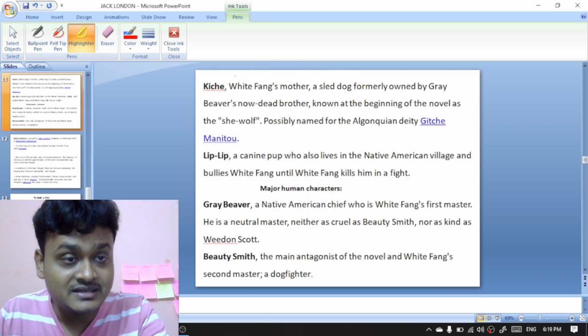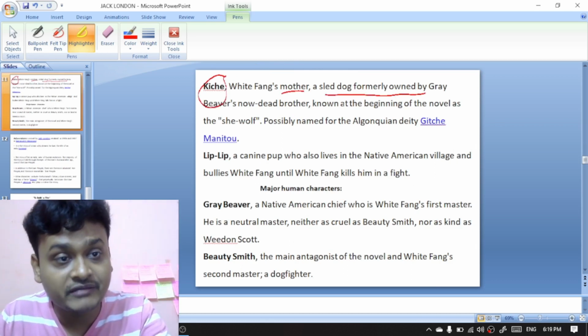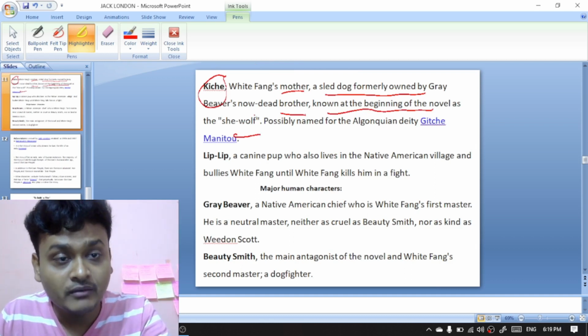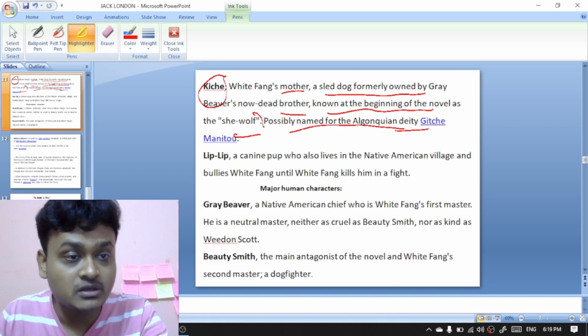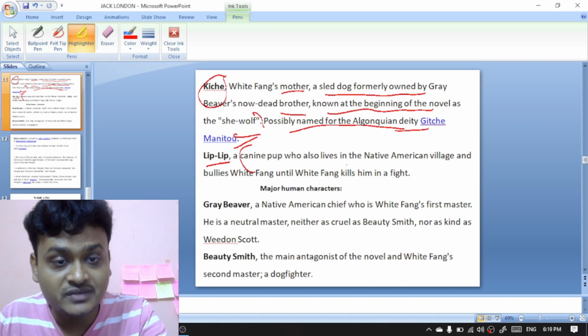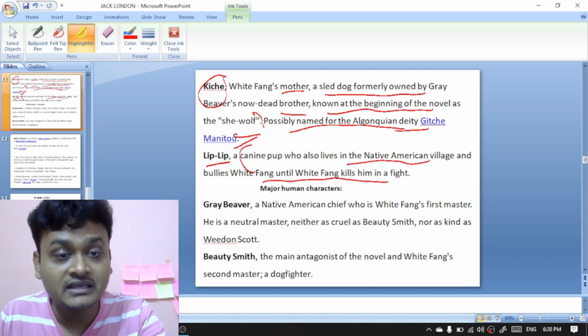And this is White Fang's mother, a sledge dog formerly owned by Grey Weaver's now dead brother, known at the beginning of the novel as the Sahoo, possibly named for the Algonquin deity Gitch Manitou. And Lib is a canine pup who also lives in the Native American village and bullies White Fang until White Fang kills him at night.